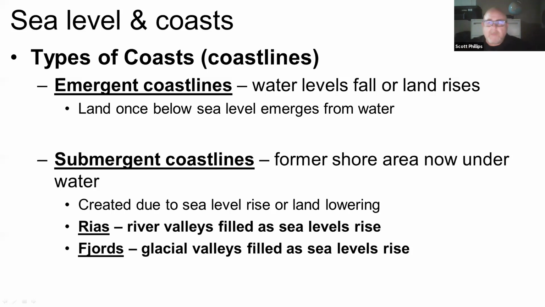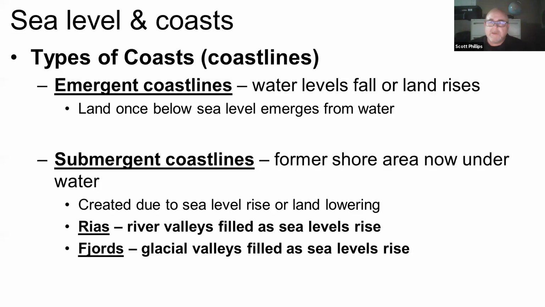All right, so with changing sea levels, you can have different kinds of coastlines. You can have what's called emergent coastlines. So when sea levels are going down or land is rising, you can have new coastal areas that used to be underneath the water. Land can emerge from underneath the water. But more importantly, I want to focus on submergent coastlines. These are areas that used to be above the water, above sea level, that are now under sea level.